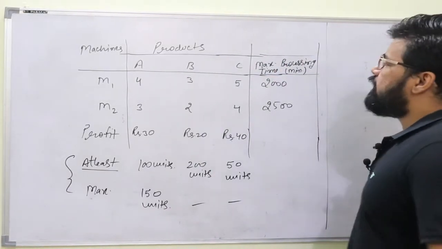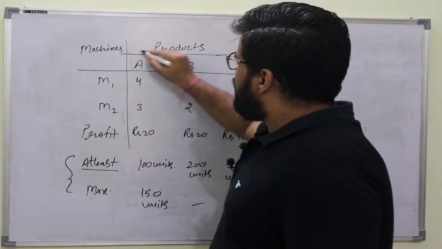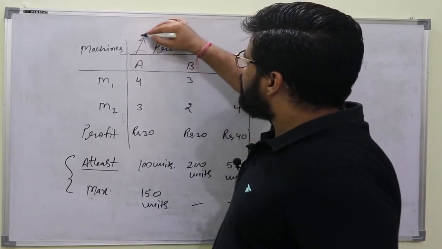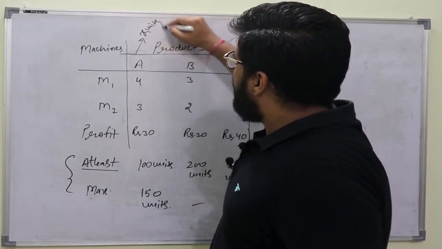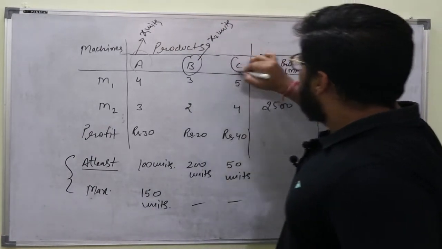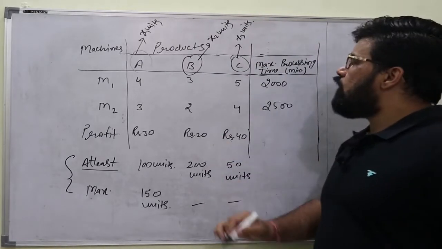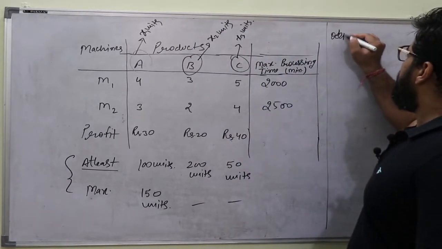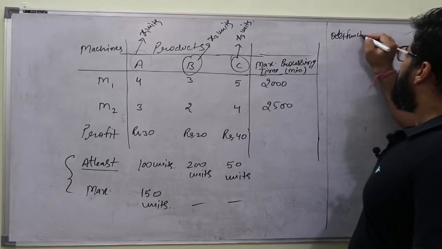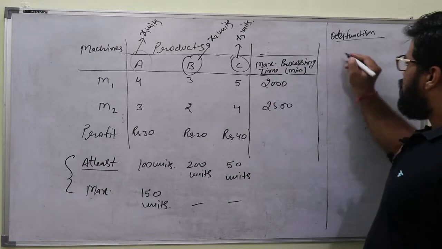Don't get scared seeing the information, thinking that this is new. We'll do it. So again, let's suppose that x1 units of A, x2 units of B and x3 units of C are produced. So first of all, the objective function.